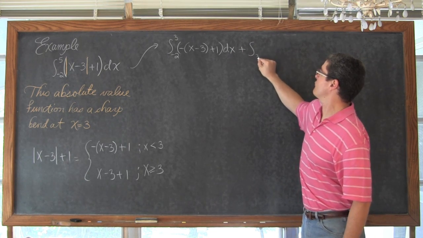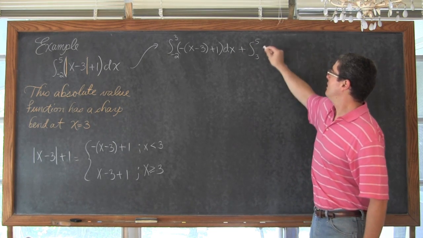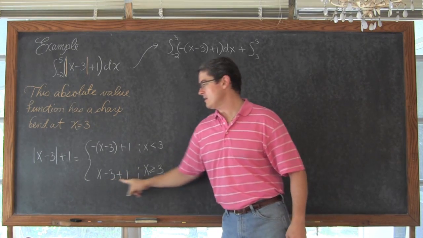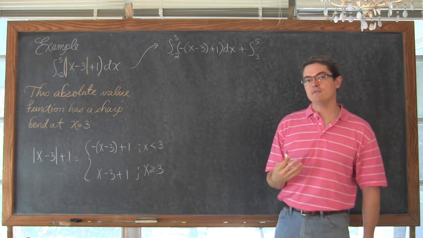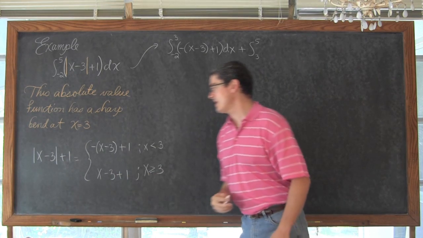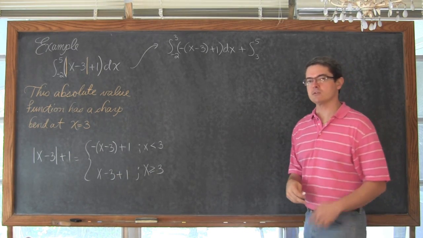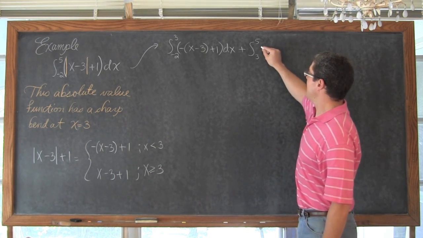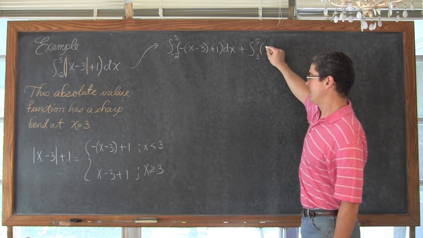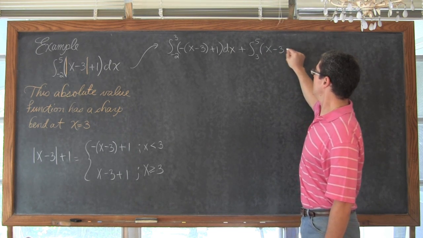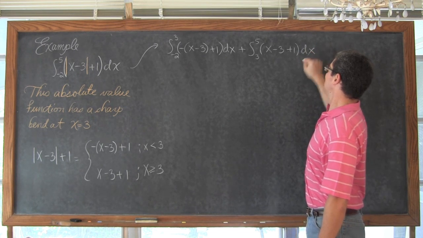So the definite integral from 3 to 5 of, well, if I'm using values that are going to allow the expression inside the absolute value function to be positive again, I just have x minus 3 plus 1, which of course is just x minus 2. I am going to write it all out though, because I'm teaching you what's going on. So x minus 3 plus 1 dx.